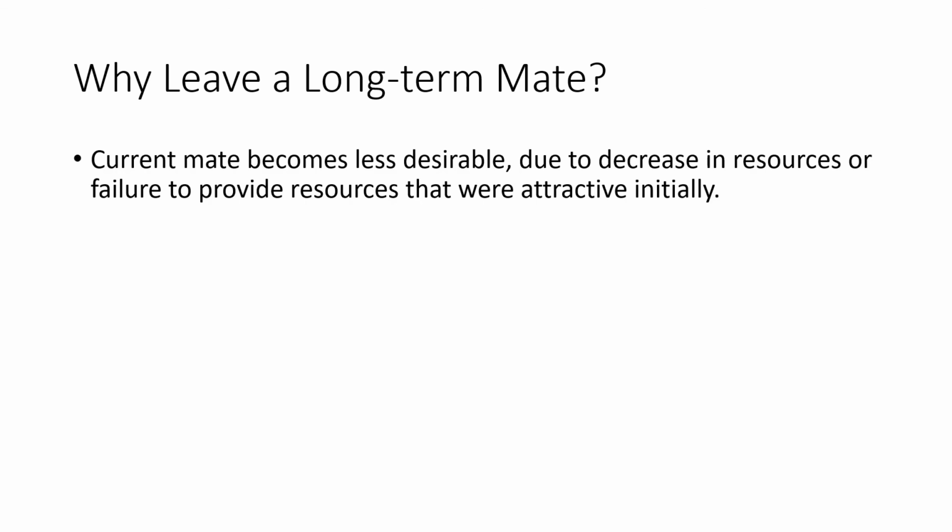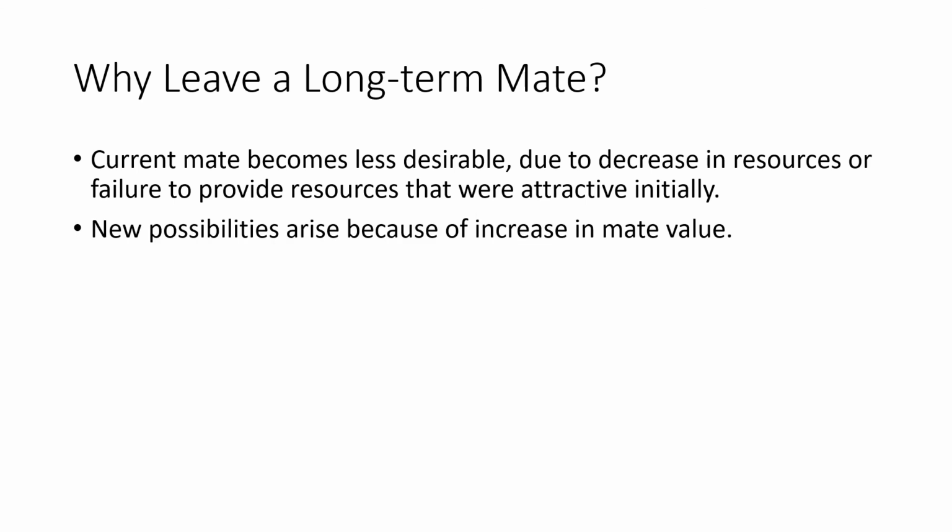First, the current mate becomes less desirable. It could be due to a decrease in resources, failure to provide resources, loss of mate value, various different things relating to that. It could be that new possibilities arise because of an increase in mate value. So this is like when people do things like lose weight, or men get a better job, stuff like this. So they increase their mate value, and they could leave their partner for a higher mate value partner.